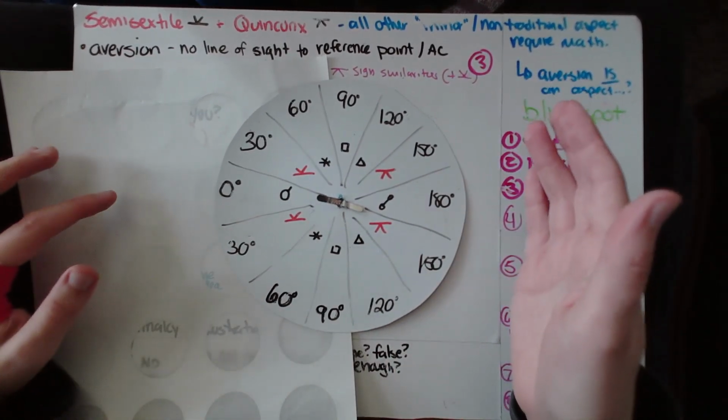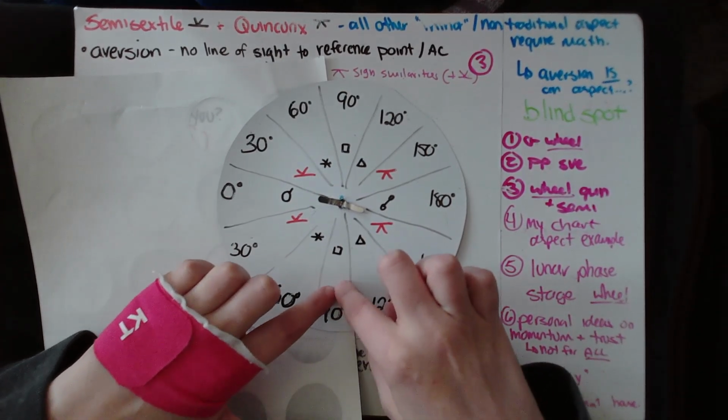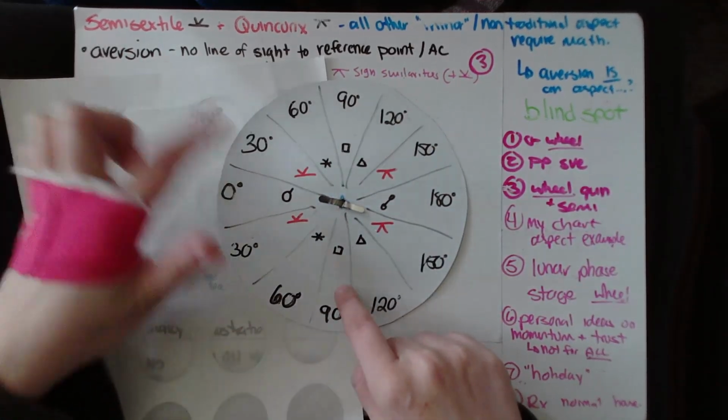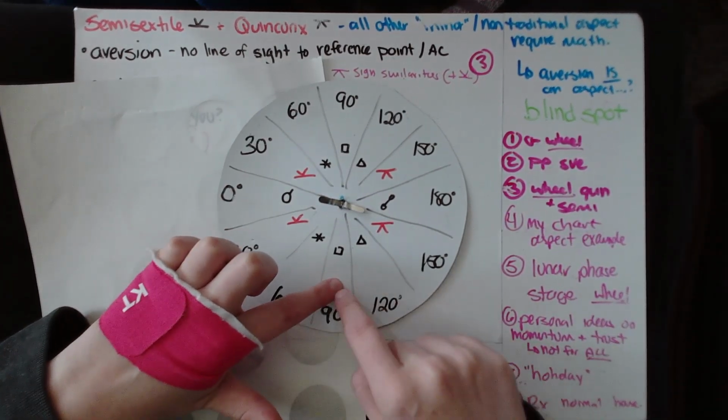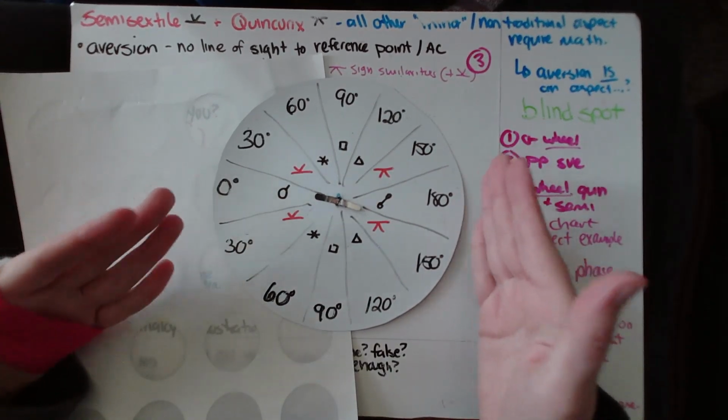But you can do that from anything, right? So you can have a placement in your fourth house, and then it's going to be quincunx to both the ninth and the eleventh whole sign house, and it's going to be semisextile to both the third and the fifth whole sign house, okay? So here's another overview of our aspects.